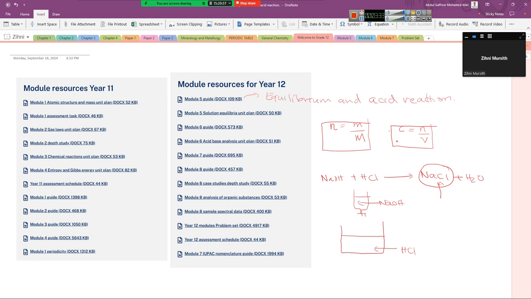So are you familiar with these two equations? Have you already studied these two? Okay, then yes. Right. After that we studied about the gaseous state of matter, right?